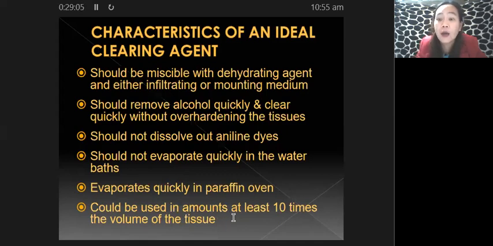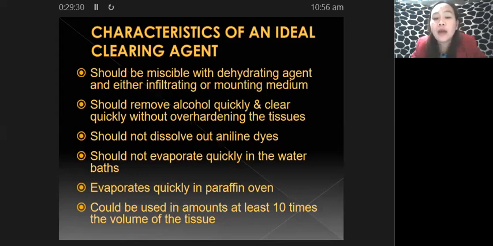Kasi nga, we don't want to store high volumes of your clearing agent in the laboratory. So this adequate volume prevents the storage of large amounts of your clearing and or de-alcoholizing agents in the laboratory since they are flammable liquids.